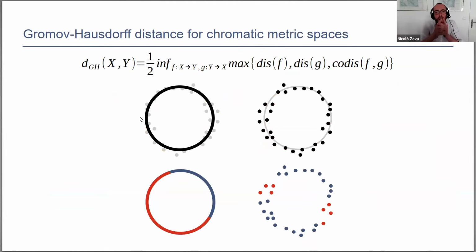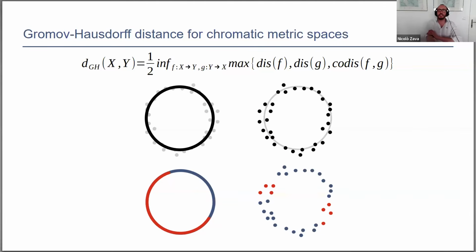So we are interested in preserving most of the properties of the Gromov-Hausdorff distance. Why? Because it has nice properties and we'd like to extend them. So there is no need to revolutionize everything. Let's just try to tweak the definition.